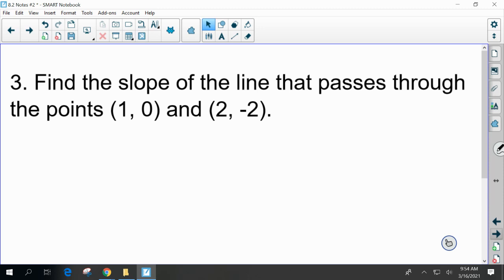Number 3. I want you guys to try 3 and 4. So try number 3, and then we'll go over it, and then we'll do number 4 and go over it.